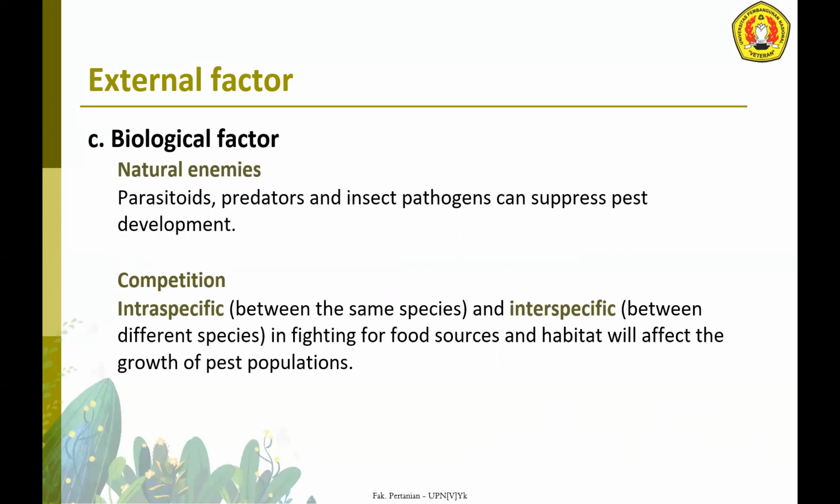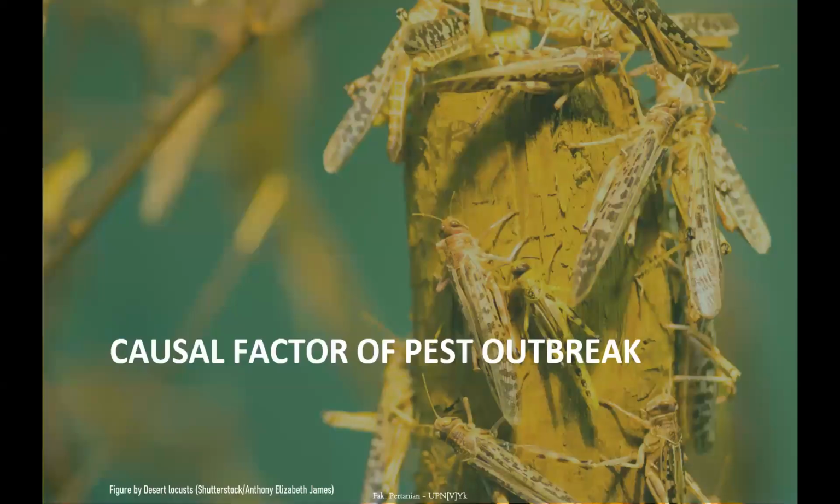And also competition. Intraspecific means the same species. Jadi mereka punya kompetisi sesama jenis, sama spesies, and also interspecific competition with the other species. They fight for food source and habitat. That's the factor that can make the population of insect decrease or increase.